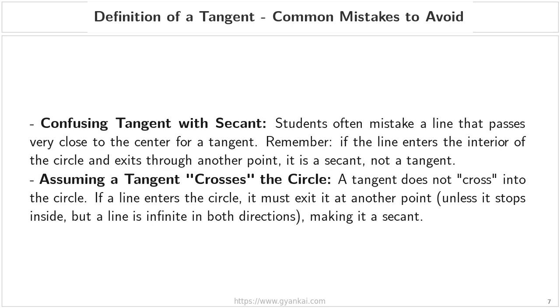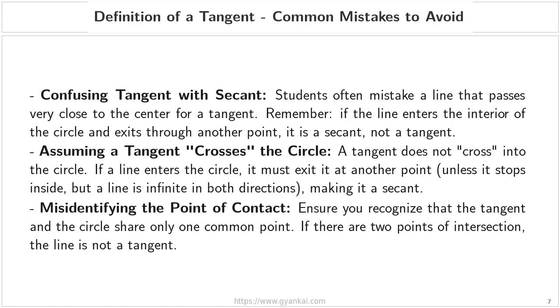Secondly, please avoid the assumption that a tangent crosses the circle. This is a crucial distinction. A tangent, as we learned from the Latin root tangere, merely touches the boundary. Remember, a line is infinite in both directions. If a line enters the circle's area, it must eventually exit through another point. If it enters and exits, it is no longer just touching, it is cutting through, which makes it a secant.